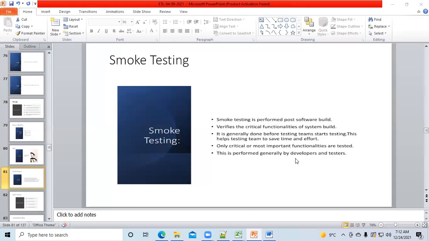Okay. Any question on this smoke testing? Especially the freshers and those with 3 to 4 years of experience, maybe you can get this kind of question in interviews. Any question, guys? Clear?